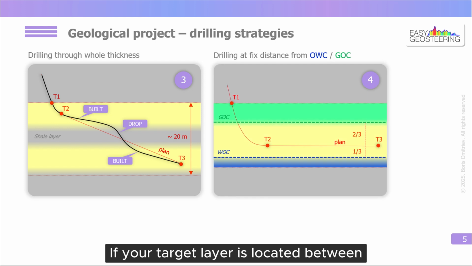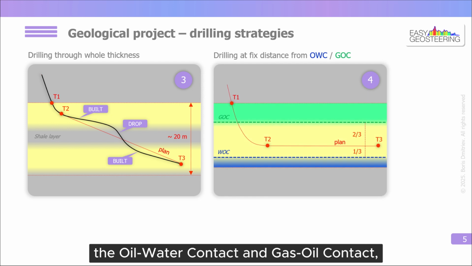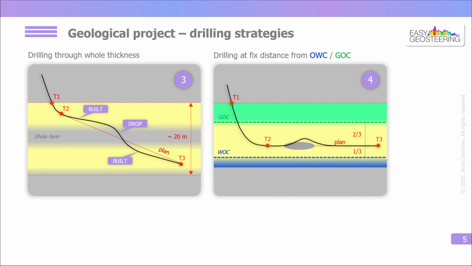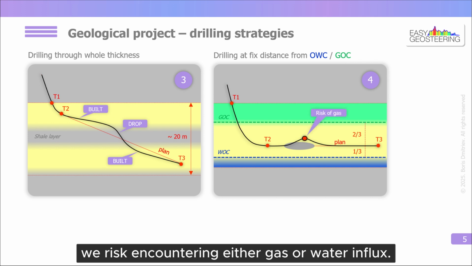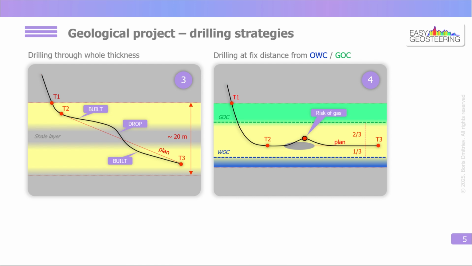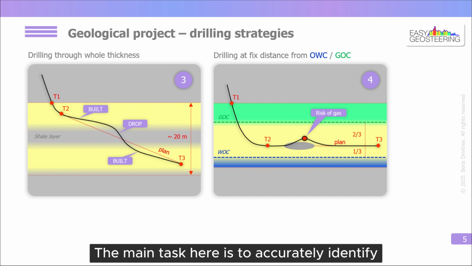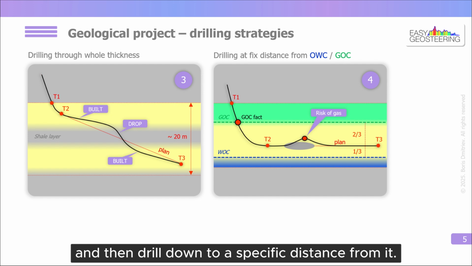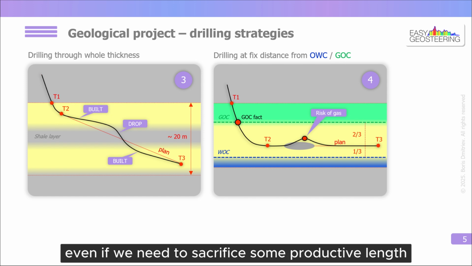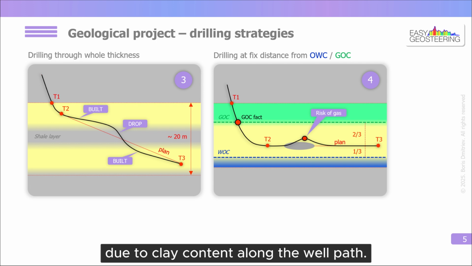If your target layer is located between the oil-water contact and gas-oil contact, you should drill horizontally and sometimes even without making any trajectory changes. Because if we deviate from the plan trying to avoid a local geological body, for example, we risk encountering either gas or water influx. So what is the purpose of geosteering in this case when we are drilling strictly at 90 degrees? The main task here is to accurately identify the gas-oil contact position while drilling, and then drill down to a specific distance from it. This way we avoid influx and stay safely within the target zone, even if we need to sacrifice some productive length due to clay content along the well path.